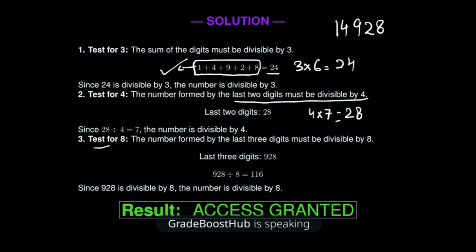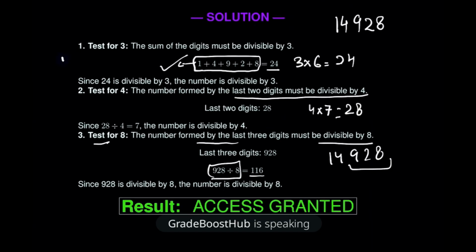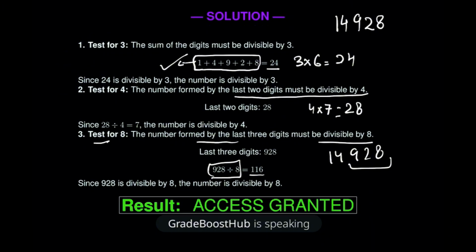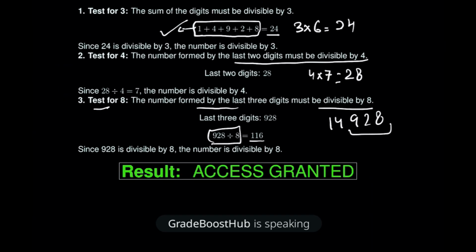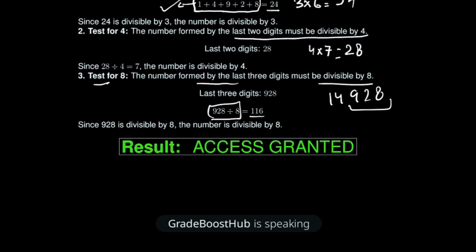Now, test for 8. The number formed by the last 3 digits must be divisible by 8. So the last 3 digits of the number 14928 are 928. We divide 928 by 8 and we get 116. So that means this is divisible by 8. As it satisfies all 3 conditions, that is the test for 3, the test for 4, and the test for 8, the number is divisible. Now, as we know, if the number is divisible by 3, 4, and 8, the access will be granted. Thus, we have been granted the access.